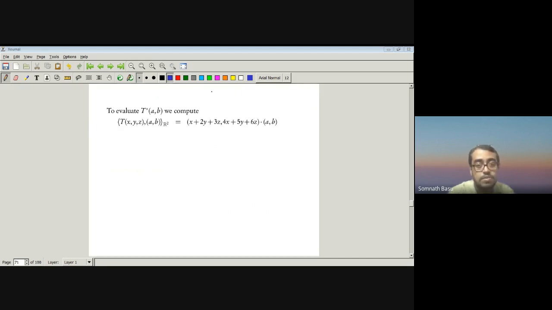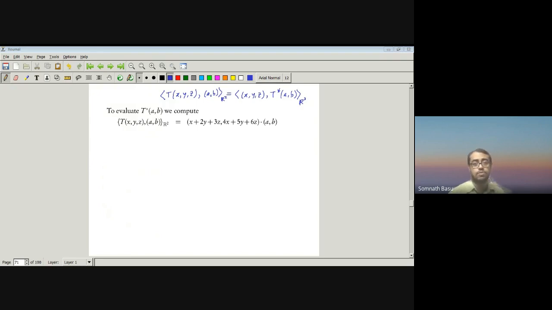Okay, good. So remember, this is what we are after, right? We are trying to calculate T of (x, y, z) dot (a, b), the dot product happening in R2, which must equal (x, y, z) dot T star of (a, b). So we are trying to find out this T star. This is happening in R3, this is happening in R2. So we just calculate both sides.